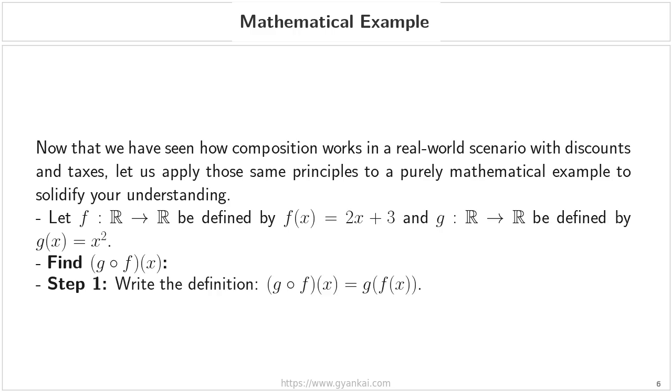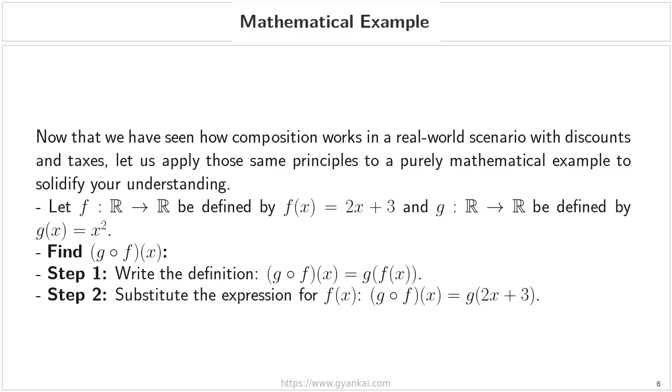Step 1, we begin by writing the formal definition. G circle f of x is equal to g of f of x, as we discussed in the previous slides. This notation reminds us that the function closest to x, which is f, must be evaluated first. Step 2, we substitute the actual expression for f of x into the formula. Since we know that f of x equals 2x plus 3, our expression now becomes g of 2x plus 3.